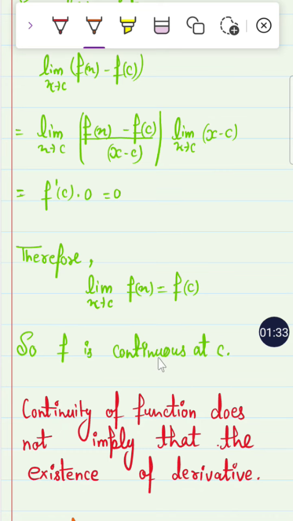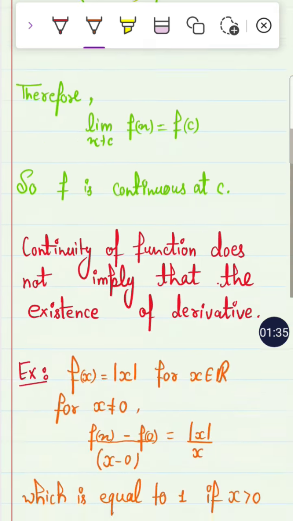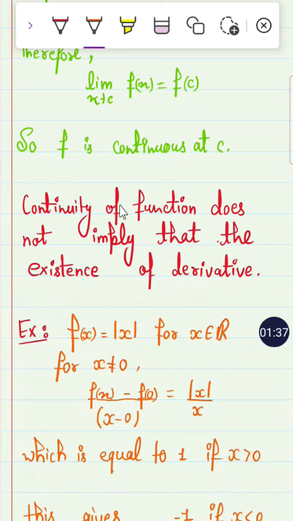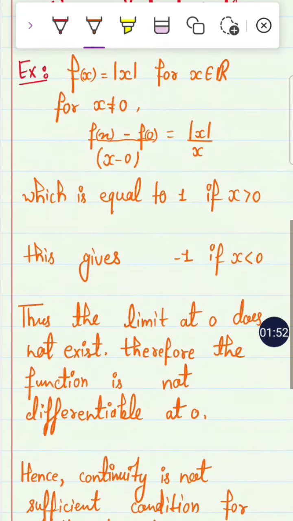But if we take the converse of this statement, that if the function is continuous then it is differentiable or not, then it is not differentiable. Continuity of the function does not imply the existence of the derivative, as I said earlier, right? That is, f(x) equals mod of x.